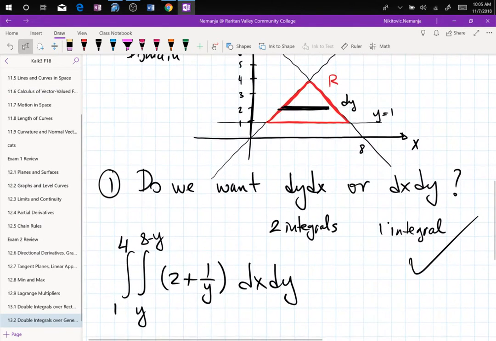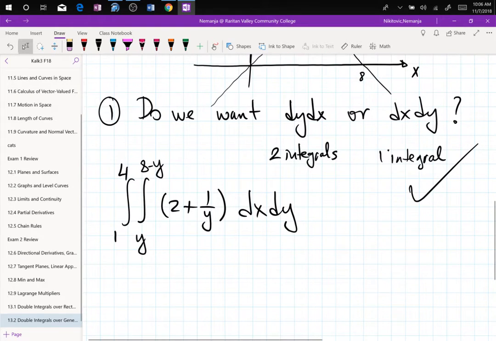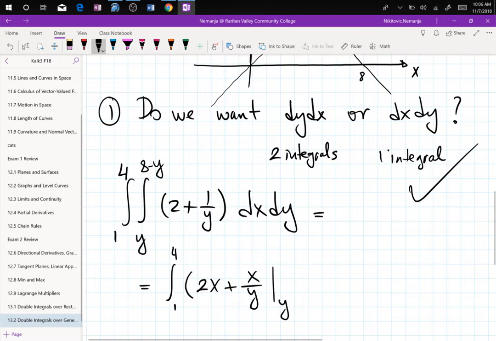And now we need to solve this, right? We know how to do this, which is do the inner integral first. So we have 1 to 4. Integrate this in respect to x. What do I get? I get 2x plus x over y. Right? Do you understand that 1 over y is just a constant? And look at my limits.